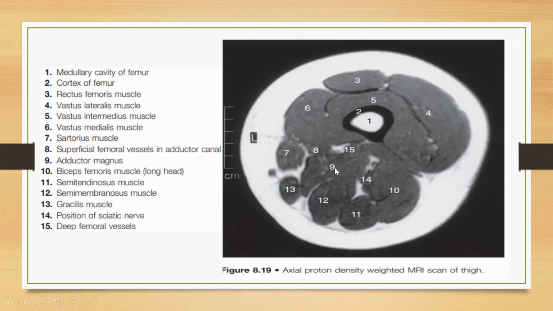Number 9, the adductor magnus, and the gracilis, and 15 is the deep femoral vessels, and this is the posterior muscle group, which includes the biceps femoris, and the semitendinosus, and the semimembranosus, which surrounds the semitendinosus. And this is the area for the sciatic nerve where it passes in the posterior compartment.